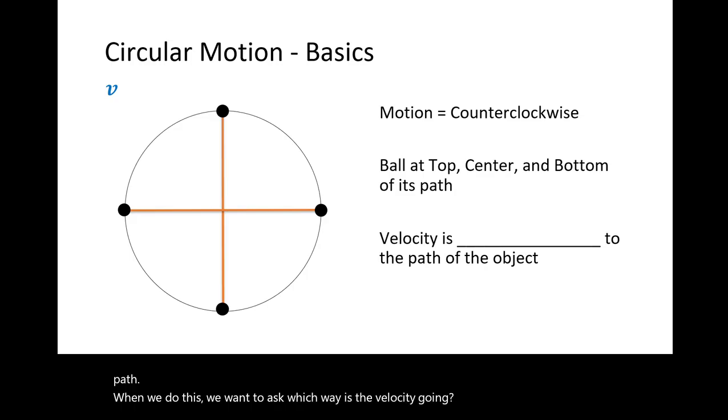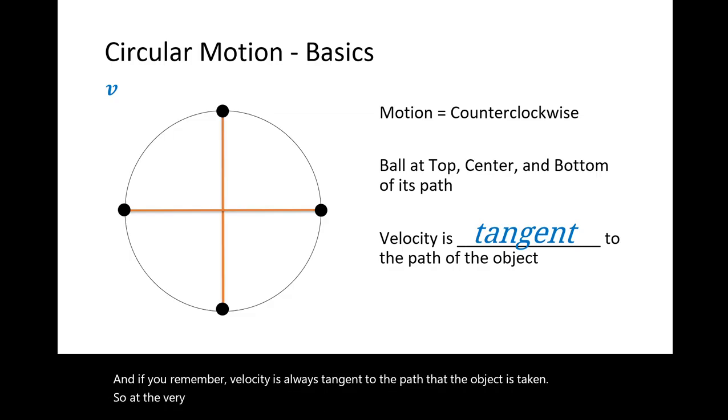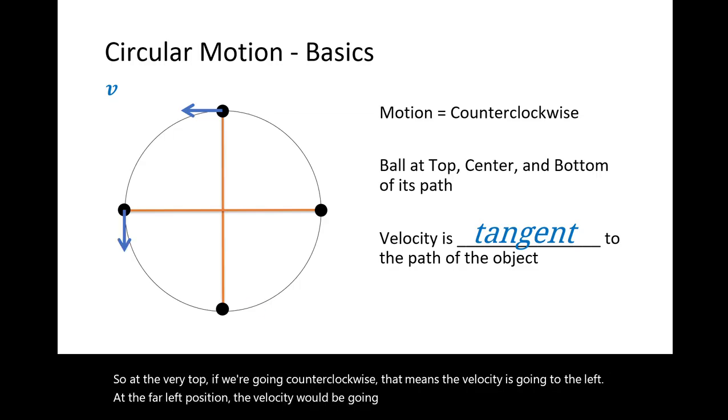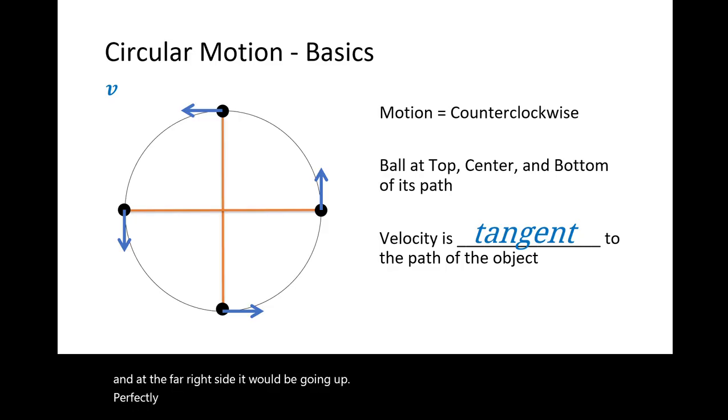And if you remember, velocity is always tangent to the path that the object is taking. So at the very top, if we're going counterclockwise, that means the velocity is going to the left. At the far left position, the velocity would be going down. At the bottom, it's going to the right. And at the far right side, it would be going up. Perfectly clear, we've got that going on.